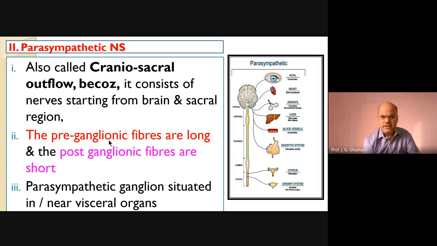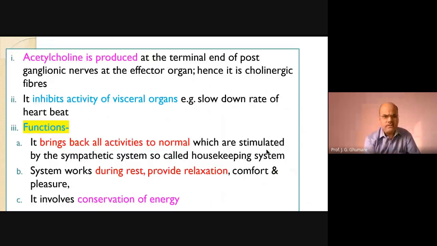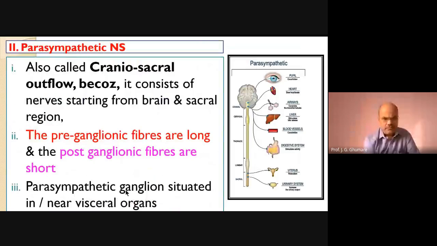Now, it is exactly opposite to the sympathetic. The preganglionic fiber is long here. See, the preganglionic fiber will be long here. The ganglion will be close to the organ, and then the postganglionic fiber will be short here. That way, the parasympathetic ganglion is situated near the visceral organs.